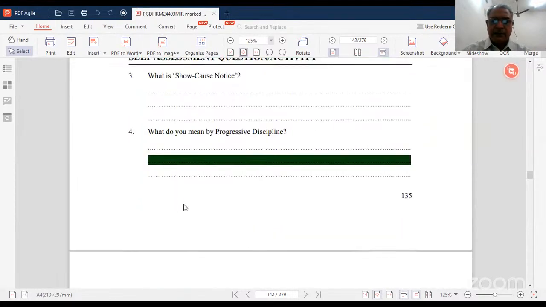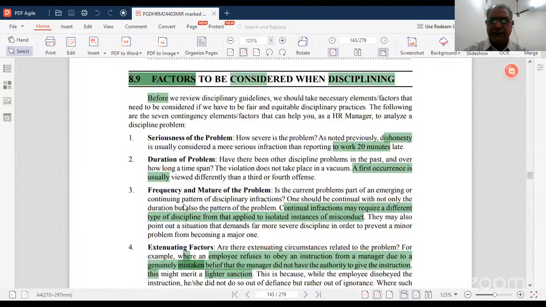These are the various important aspects in this, and with this, the factors to be considered with discipline. So, what are the various factors to be considered when disciplining employees? Seriousness of the problem is to be considered. Is the problem actually so serious? Is it to be noted? Is dishonesty to be brought out totally?